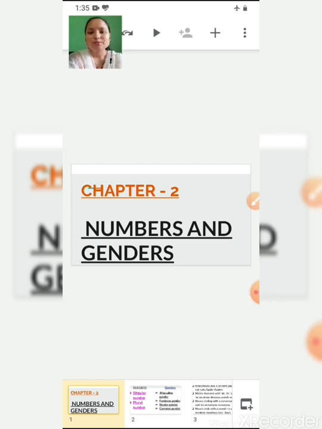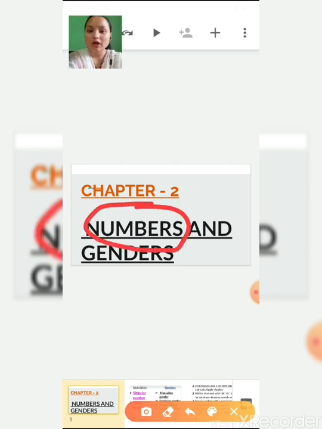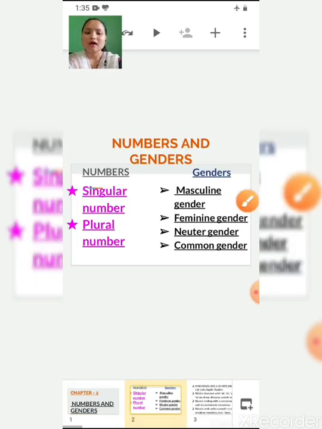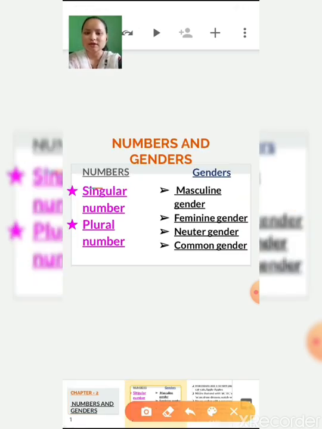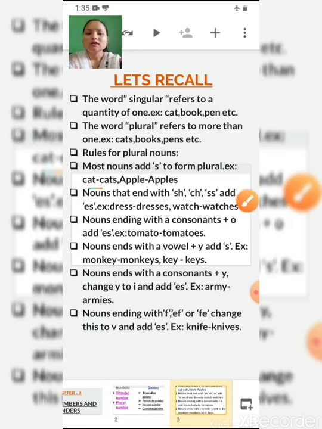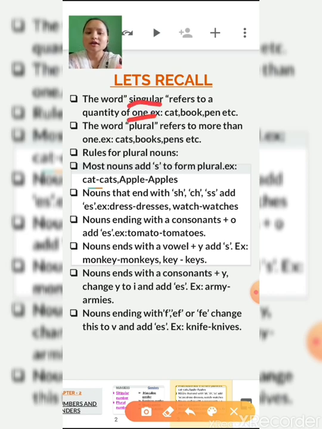So, children, in our previous video, we discussed numbers. I hope you all remember, right? Numbers are of two categories: singular number and plural number. Before we begin with the new topic, genders, let's quickly revise what is singular number and what is plural number. The word singular refers to a quantity of one.